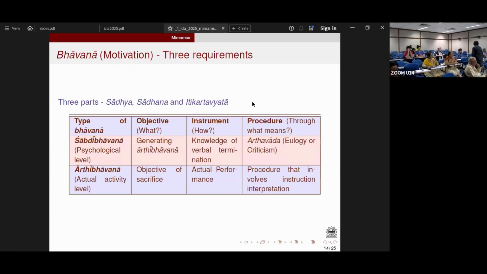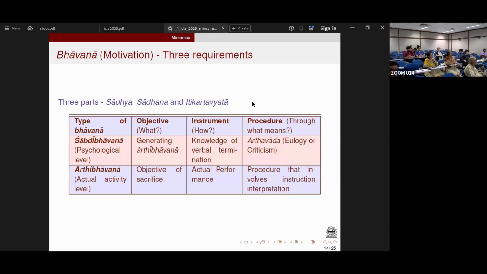Okay, so once you think of that, who is giving you that command? Where is it coming from? What is the instrument for that? The instrument for that is the knowledge of that particular verbal termination, the suffix that we talked about. He talked about it at length, right? The suffix that you have. So that suffix itself is the instrument. That's what gives us that motivation. And what is the procedure? I mean, how do you feel that yes, I should perform something? Because there are certain statements called arthavada.